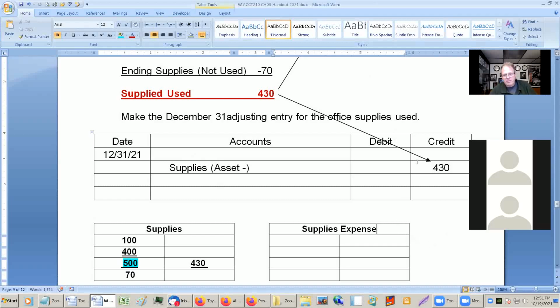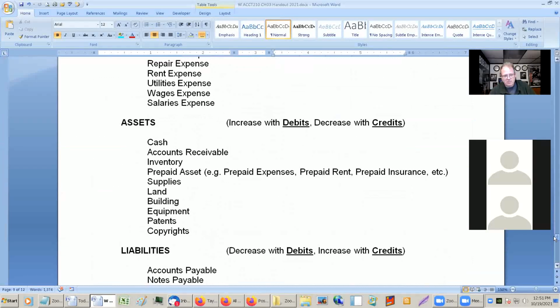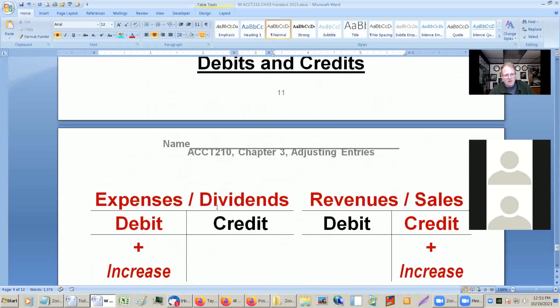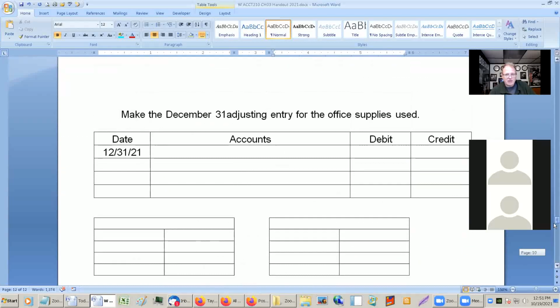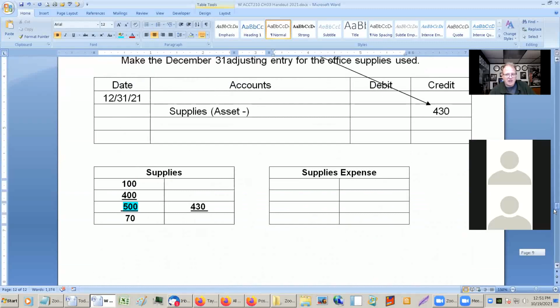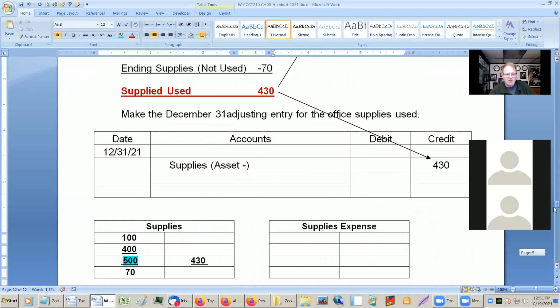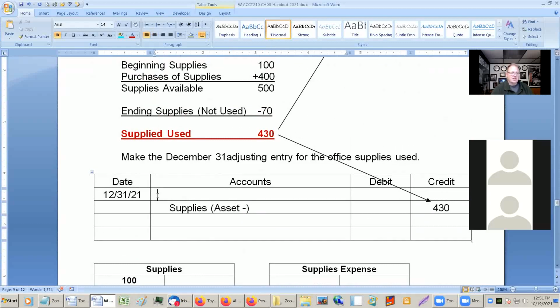Yeah, and now if that's a credit, the expense is going to be a debit. But again, we know that because expenses are always debits. And the nice thing about adjusting entries, there's always going to be either a revenue or an expense. So if it's an expense, we know it's going to be a debit, so it'll be supplies.